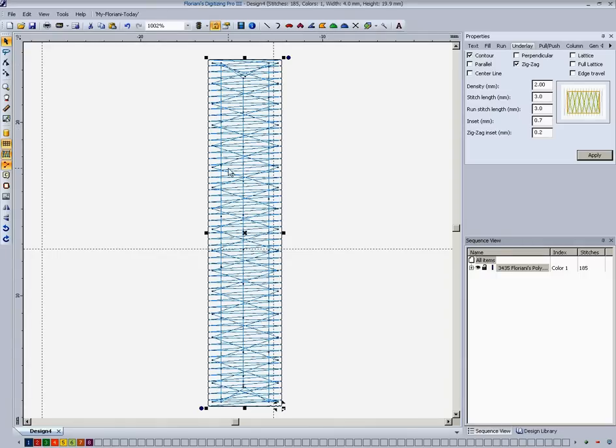So hopefully that helps everybody understand exactly how density is measured, how it's used, some alternatives to just going higher and higher to get coverage. Use some underlay. Of course, water soluble topping or the Solvy is another great way to go for your sweaters and things like that. So hopefully that helps, and we'll see you in the next video.